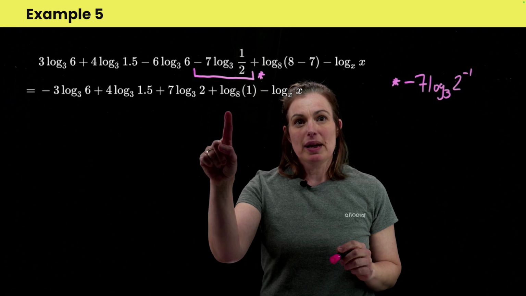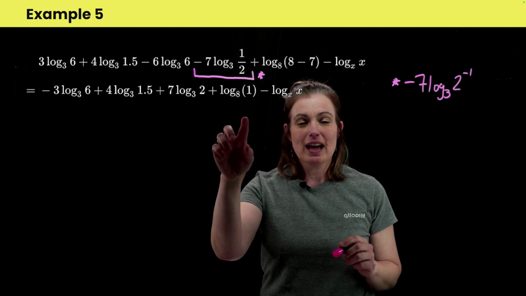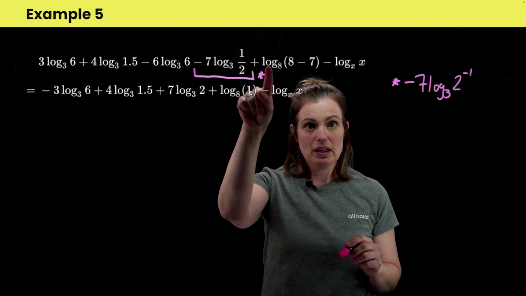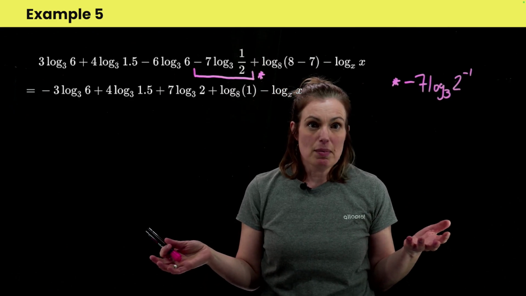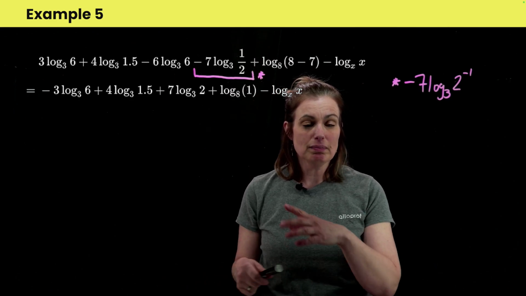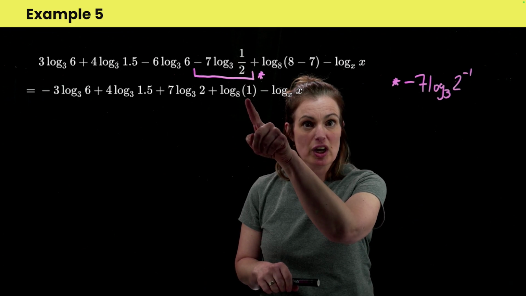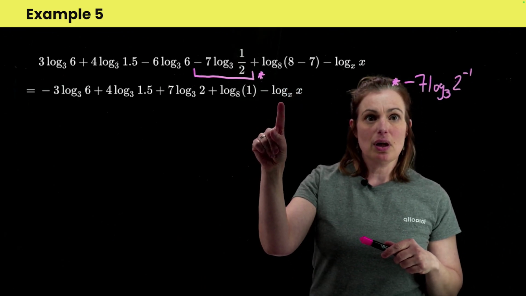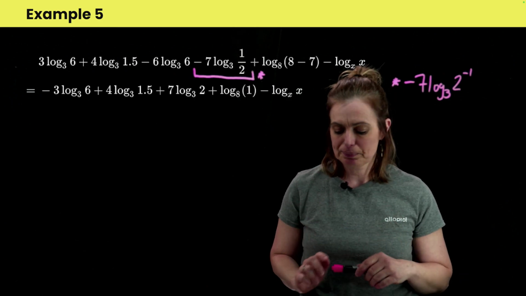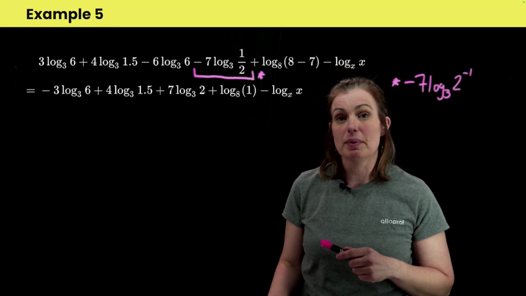Now, my log base 8 of 1, that's actually coming from this logarithmic expression there. Of course, 8 minus 7 is going to give me 1. So I've just gone ahead and done this subtraction, and that's why you see just 1 there. For now, I'm going to leave my negative log base x of x alone. I'll come back to that in a minute.